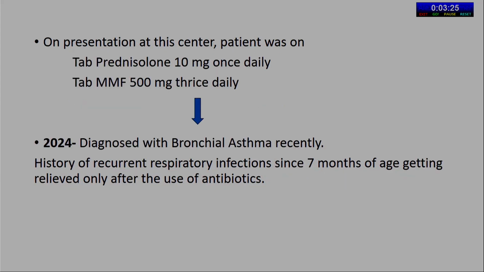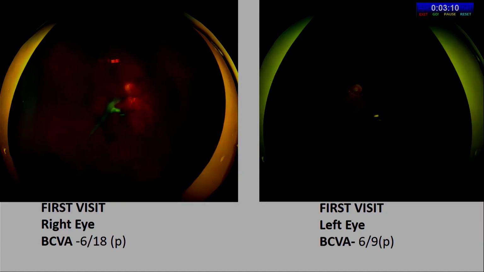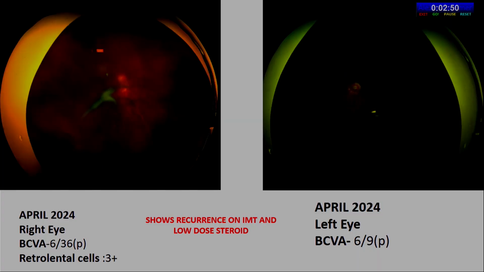On presentation at our center, he was on tablet prednisolone 10 mg OD and tablet MMF 500 mg thrice daily. On examination, the anterior chamber cells were 2+ in both eyes, and the best corrected visual acuity in the right eye was 6/18 and in the left eye 6/9. On fundus examination, multiple dense vitreous membranes were present in both eyes. FFA showed a diffuse capillary leak in the right eye along with cystoid macular edema in the left eye. The patient was started on tablet MMF, and oral steroids were high.